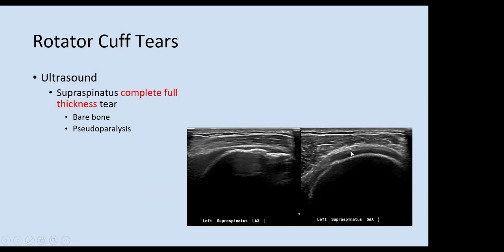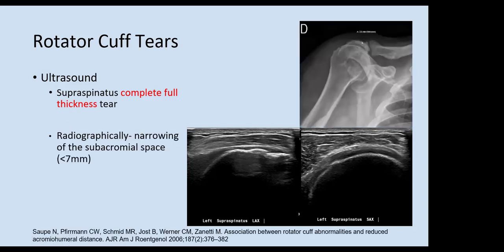And this is called complete full thickness tear. In patients with complete full thickness tear, on the ultrasound image we see what we call bare bone, because the bone is not covered by the supraspinatus tendon. These patients present with pseudoparalysis because they cannot do abduction of the shoulder joint. Another sign of complete full thickness tear is what we described already, the narrowing of the subacromial space or the superior migration of the humeral head.